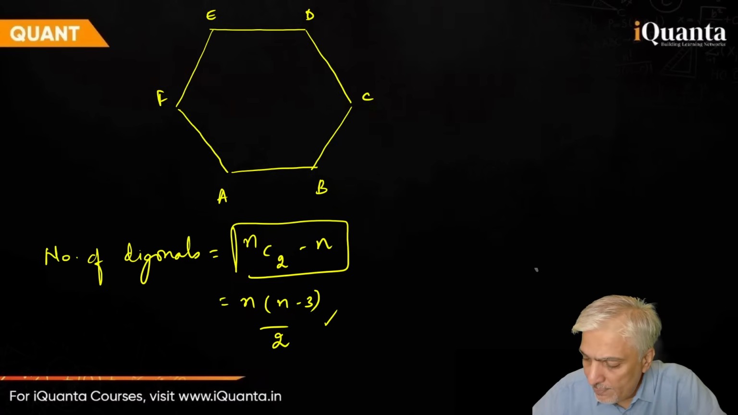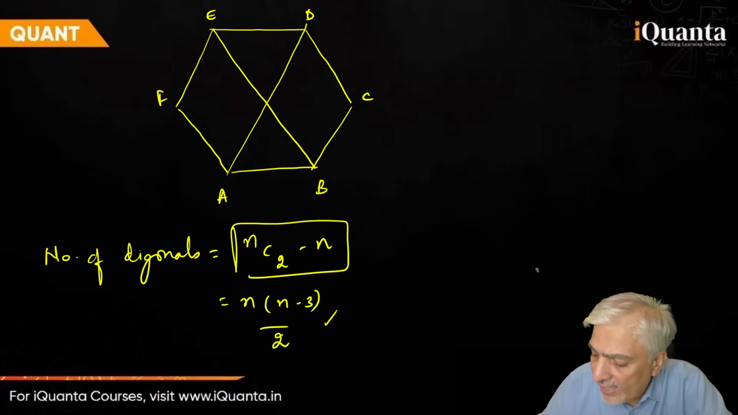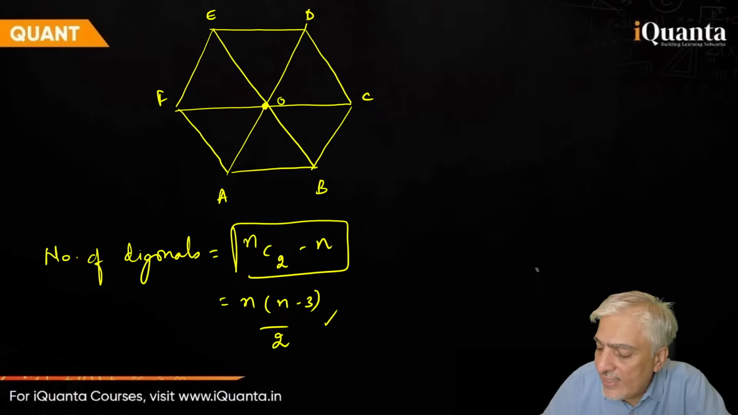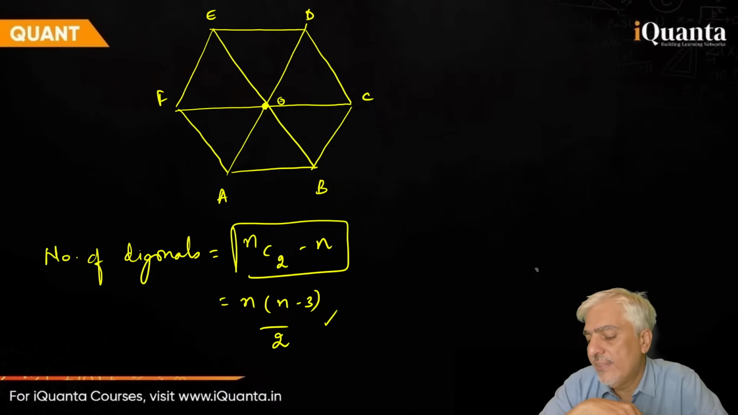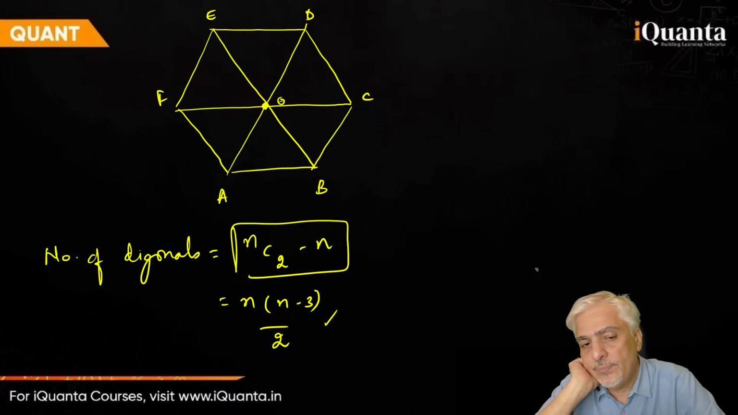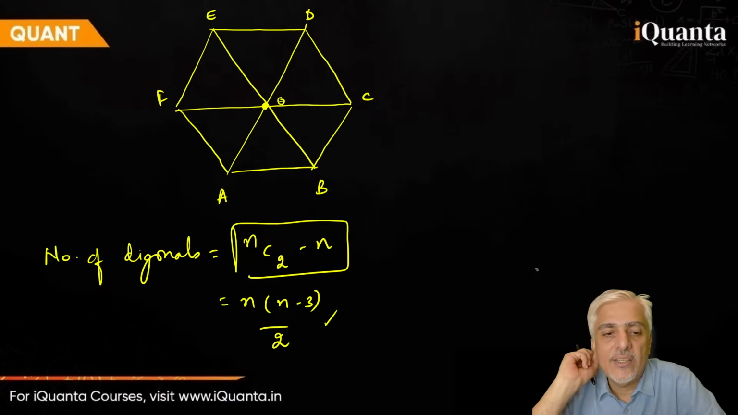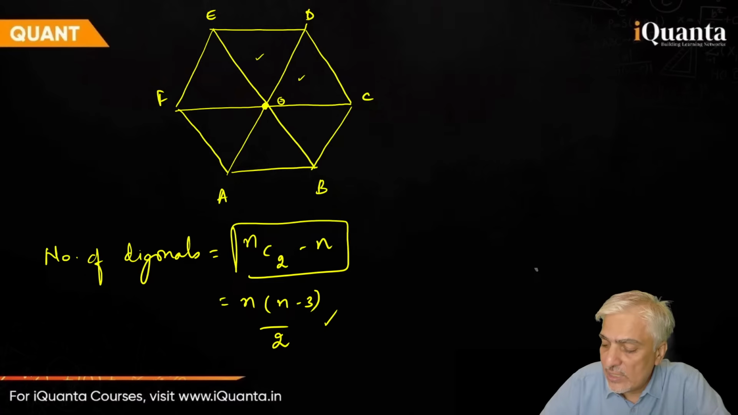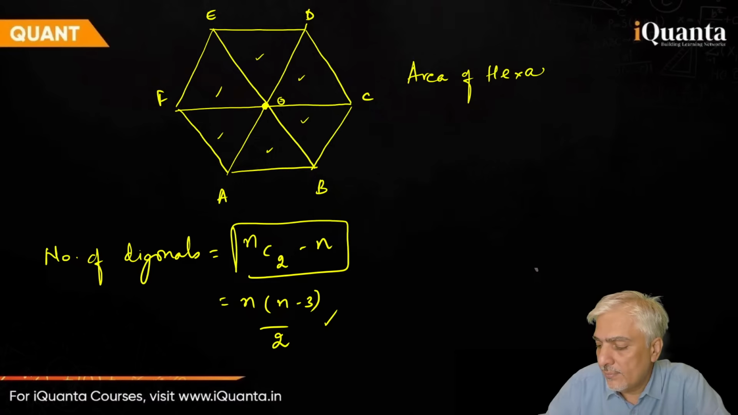What is the important part about a hexagon? When I join the center to all the vertices, they form straight lines through the center, and these are nothing but 6 equilateral triangles. Each is a small equilateral triangle with the same side as the side of the hexagon. Therefore, the area of the hexagon is 6 multiplied by root 3 upon 4 into side square.